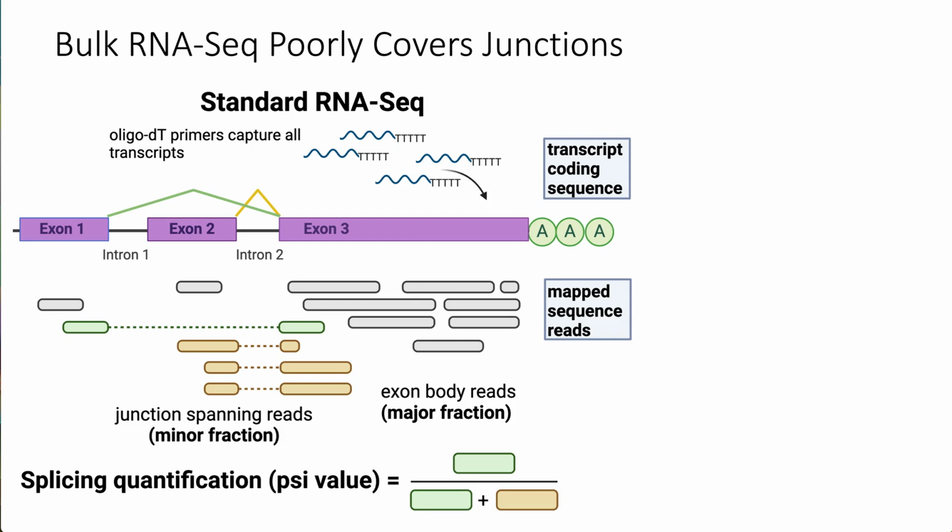We can quantify alternative splicing using junction reads as a percent spliced in, or psi, value. For instance, the psi value of the green junction here would be the fraction of green reads out of the total reads, which in this case is the green plus the tan reads.